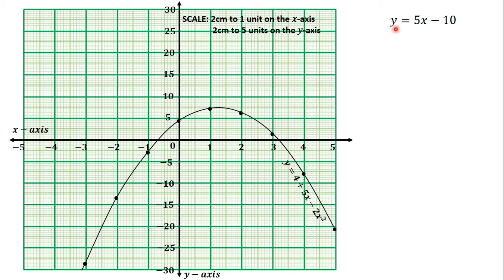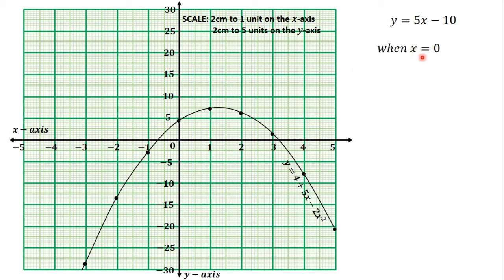We are going to draw the graph of the linear function y is equal to 5x minus 10 on this same graph sheet. We have learned that to draw the graph of this linear function, we will need at least 2 points that fall on the line. So we will assume a value for x, substitute it into the equation to get its corresponding y value. Then we will do the same thing to get another point. After that, we will plot those 2 points on the graph sheet and join them with a straight line to get the graph of the linear function.